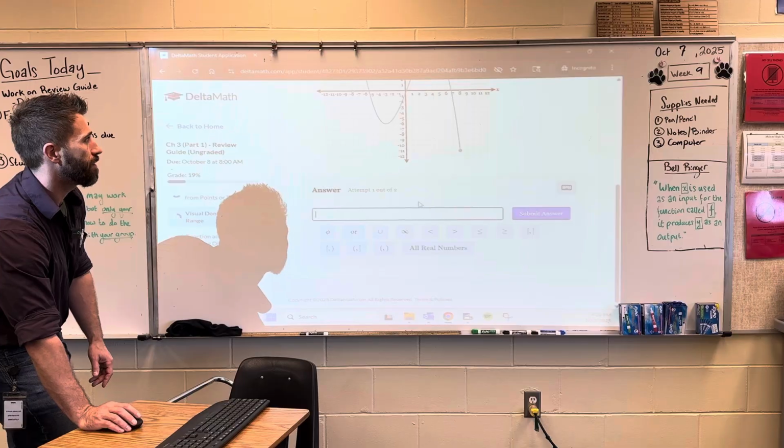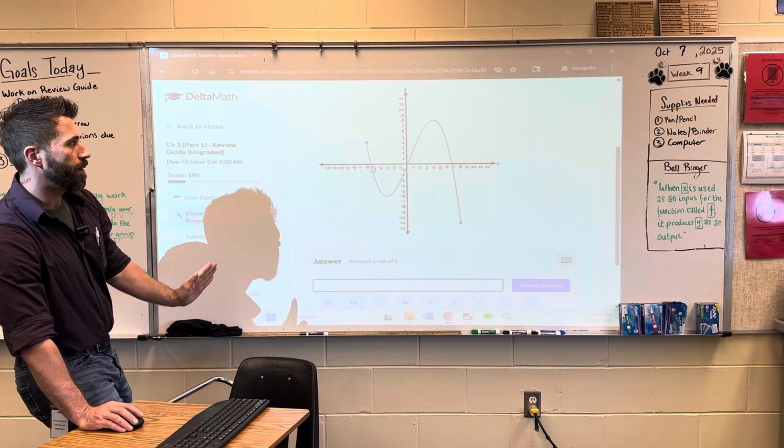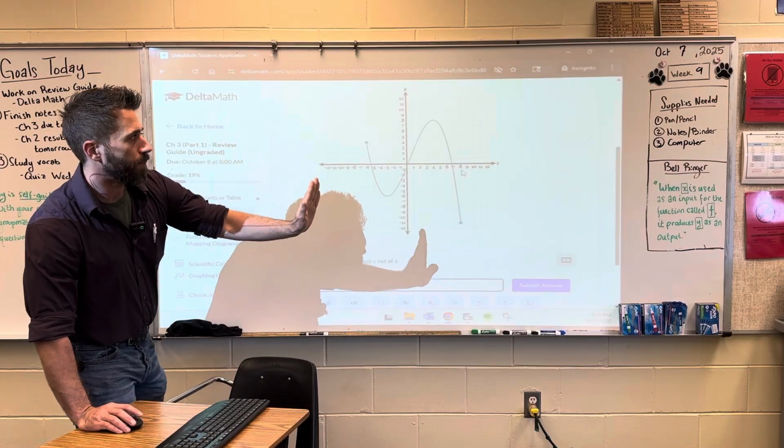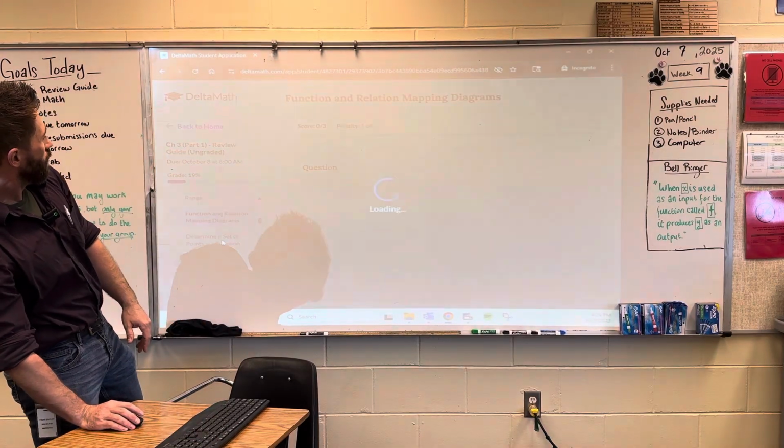We got 10 seconds left. If I were to submit something like a domain, it's from left to right. So I'm saying from -6 all the way to +8. Domain is this direction. Don't have time. Let's go ahead and do the next one.